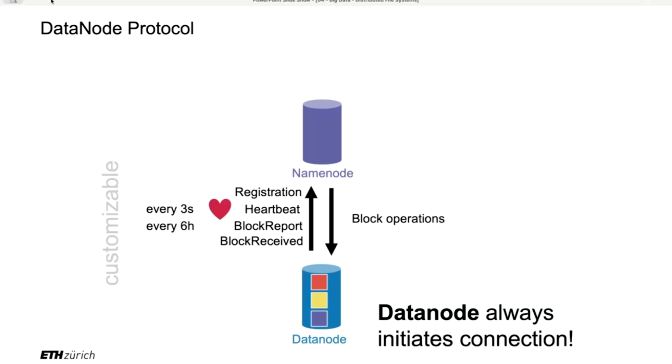And also, a data node can send to the name node some communication that says, I received the block. That's another thing that it can do.